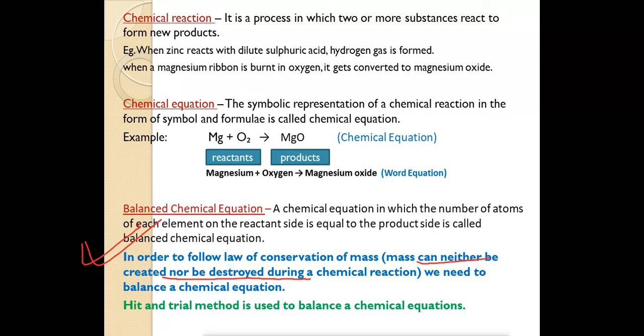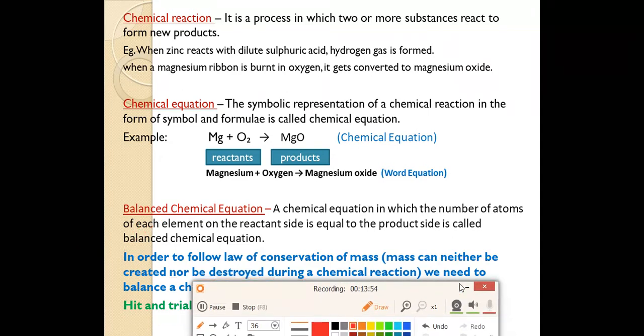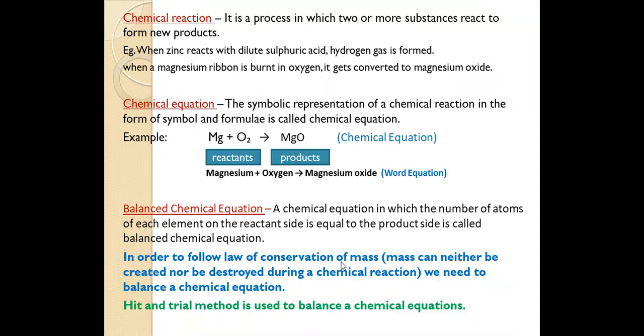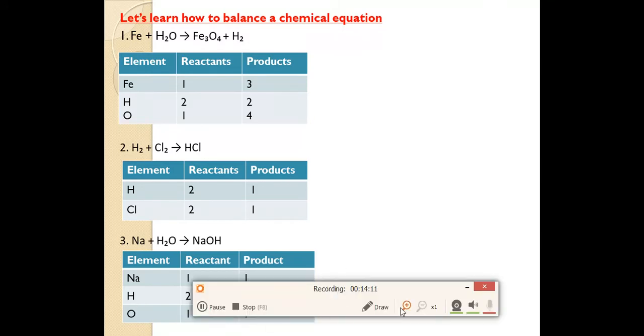Okay, and which method do we have to use to balance a chemical equation? Hit and trial method. Now in the next slide we are going to learn how to balance a chemical equation, and that is really very important for your exam point of view. Many questions are asked from balancing the equation. You can get the question in your exercise also, that balance this chemical equation. So it's very important to learn how to balance a chemical equation. So let's start with the first question which is given over there.